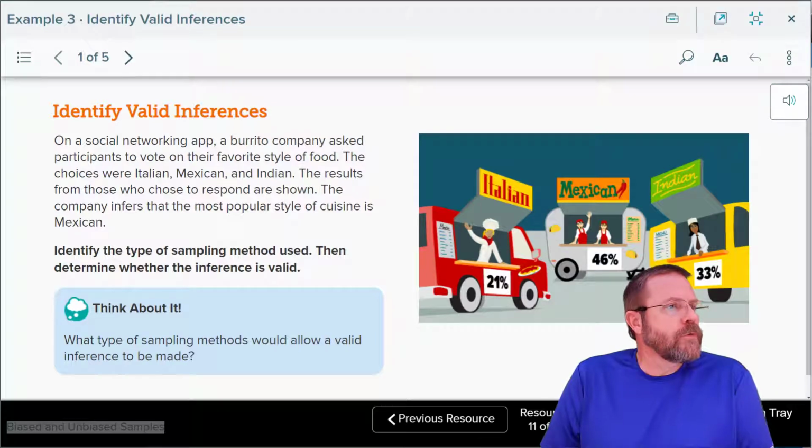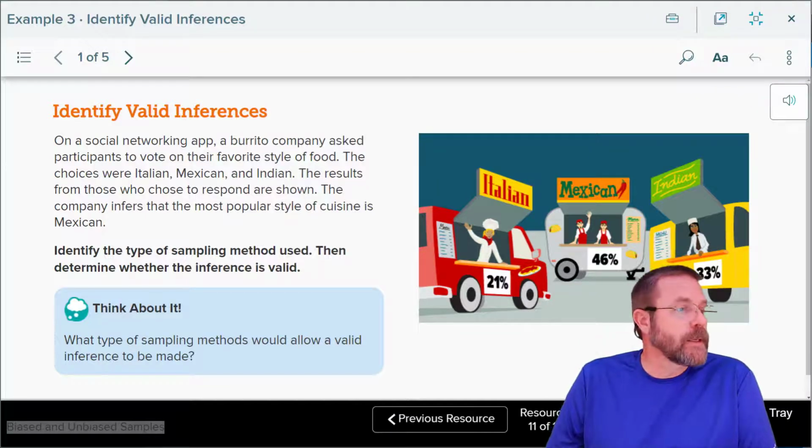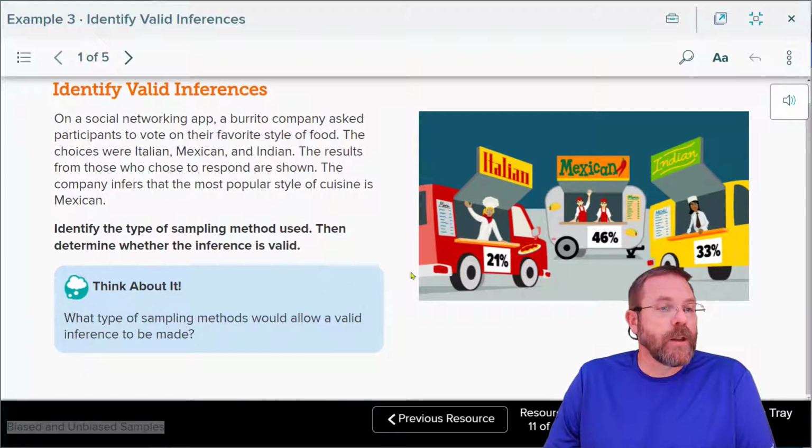It says that on a social networking app, a burrito company asked participants to vote on their favorite style of food. The choices were Italian, Mexican, and Indian. The results from those who chose to respond are shown. The company infers that the most popular style of cuisine is going to be Mexican. Identify the type of sampling method used and then determine whether the inference is going to be valid or not. So you can see that 21% picked Italian, 46% picked Mexican, and 33% picked Indian.